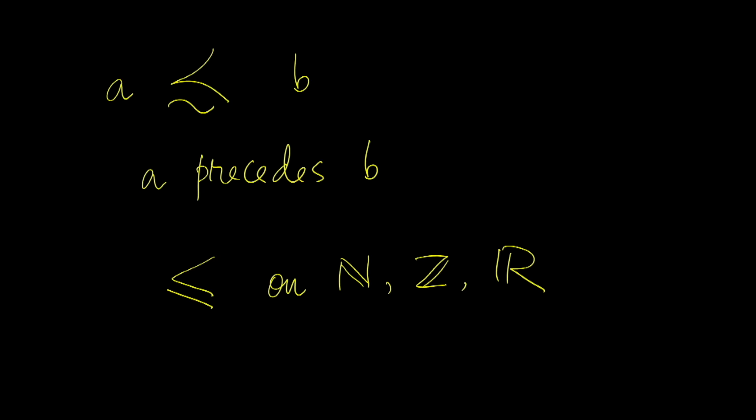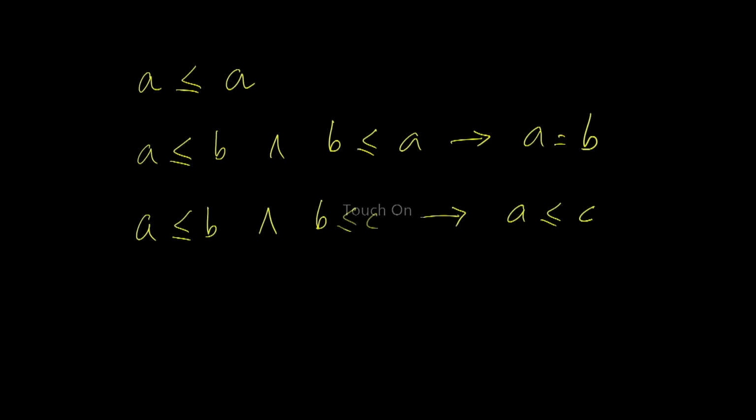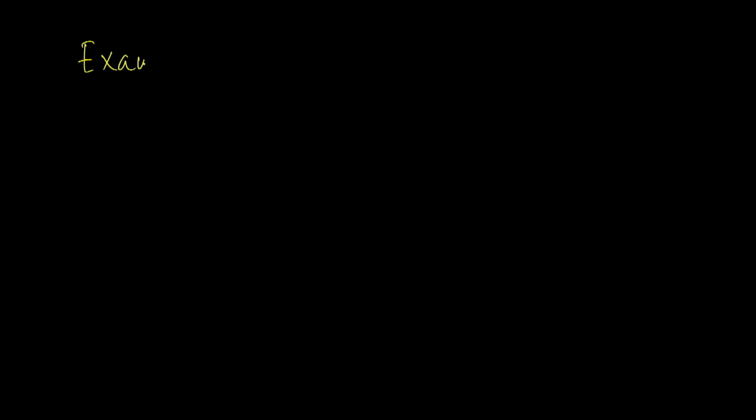Since this symbol is rather difficult to write, I will interchange it with the less than or equal to. So, depending on the context, you must realize that the less than or equal to relation might refer to another partial ordering relation. So, let us see some examples of partial ordering relations.